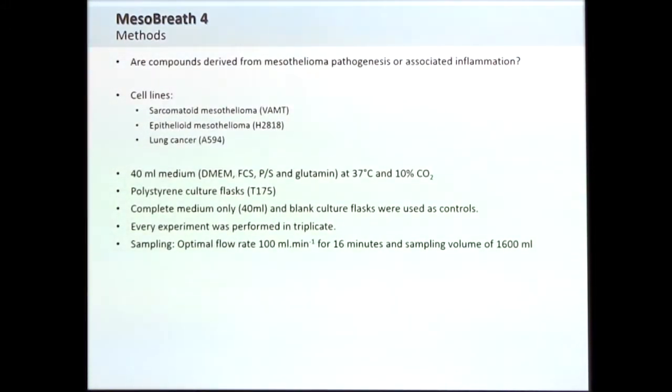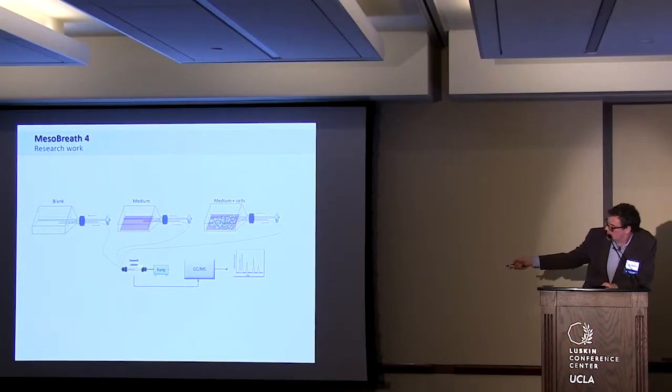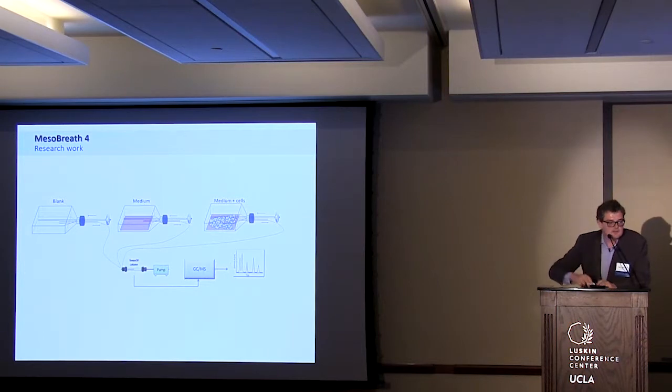And we compared using culture flasks, and we will see here. So we have a blank control, medium control, and then medium control with our cells. Each one is connected to one Tenax column. We sample the headspace air above it, and we send it out for central analysis with GCMS.